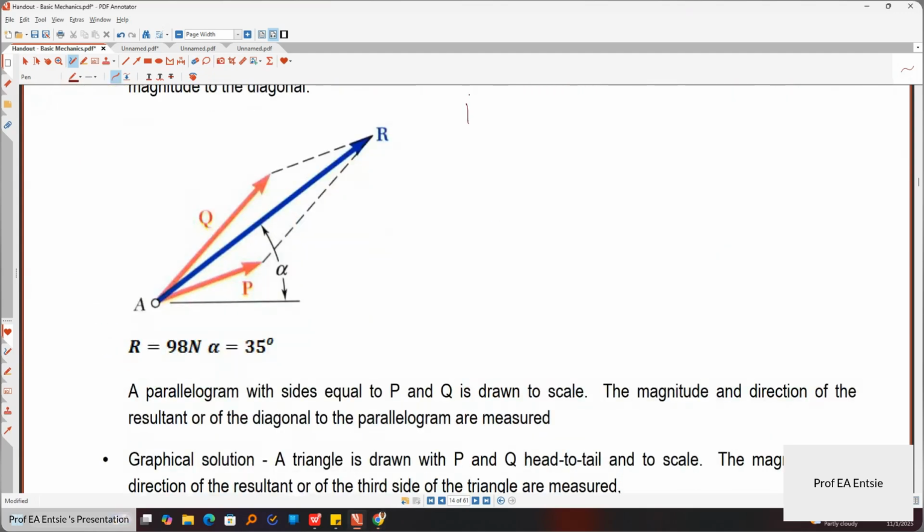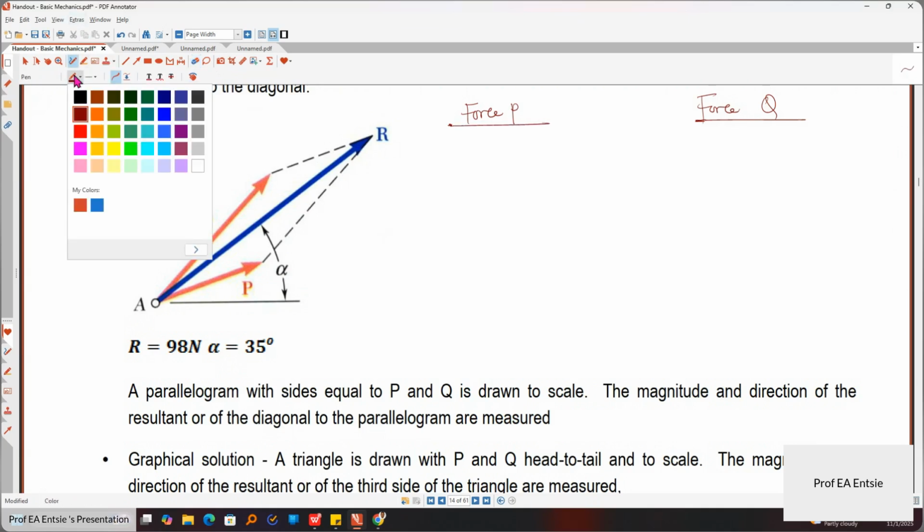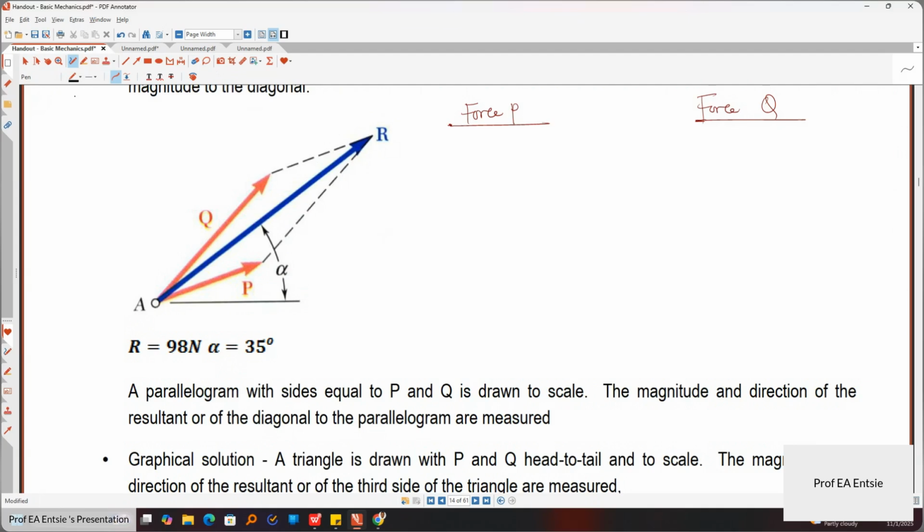So you say force P. Yeah, this is force Q. And align them neatly, force P and Q. So if I am starting with P, how can you resolve P?